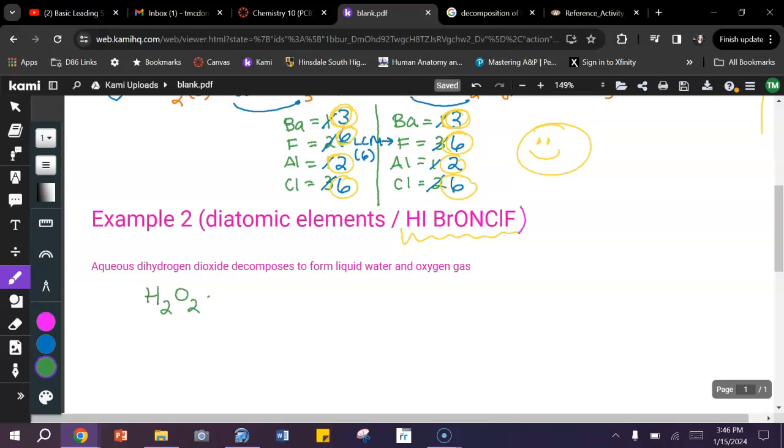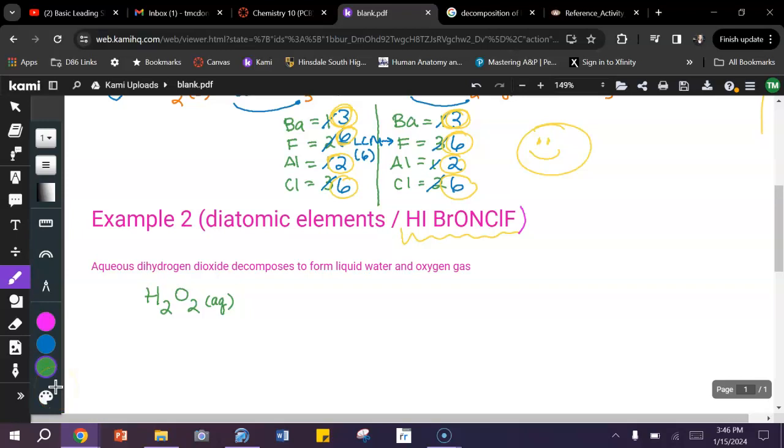And this is aqueous, which means that it's dissolved in water. And you might be interested to know that H2O2, that's peroxide, is the same stuff that you can get as a solution, like you can get a bottle of it from Walgreens, and you can use it to clean out your wounds to prevent infection. Anyway, I digress. This is going to decompose.